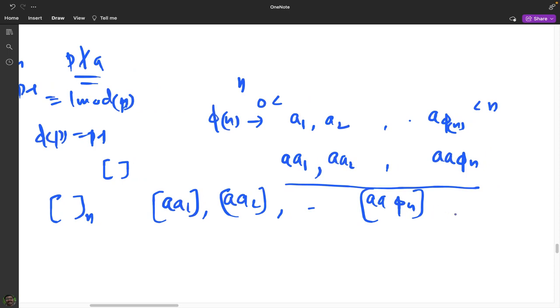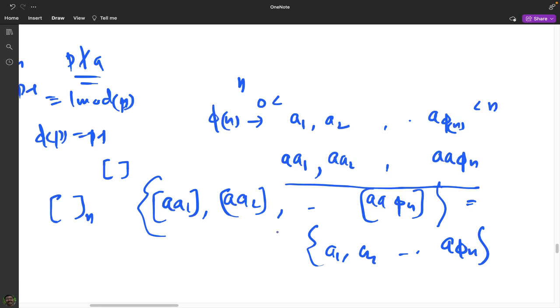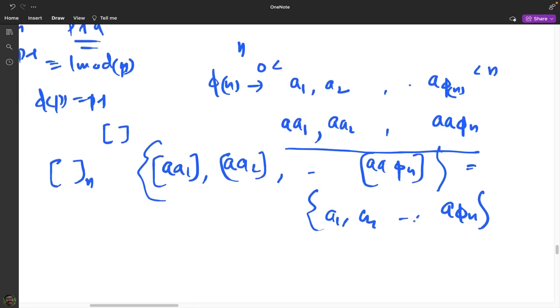Okay, now what I'm going to claim is that this set of numbers is just the same as your a1, a2, etc., a phi n. So what I'm going to claim is that this set of numbers is just this set itself. Maybe they have been rearranged in some other order. Okay, so that's why I'm calling this set notation. So I'm going to say that there are actually phi n of these numbers, and they may be reordered.